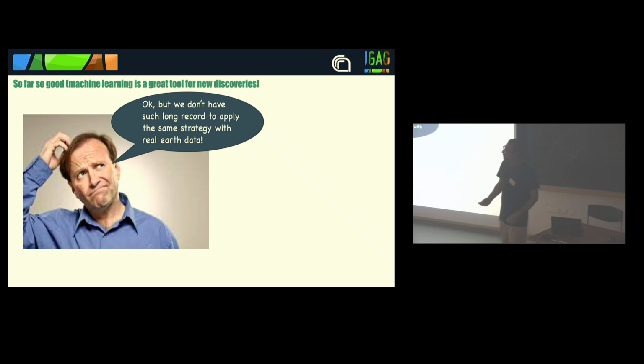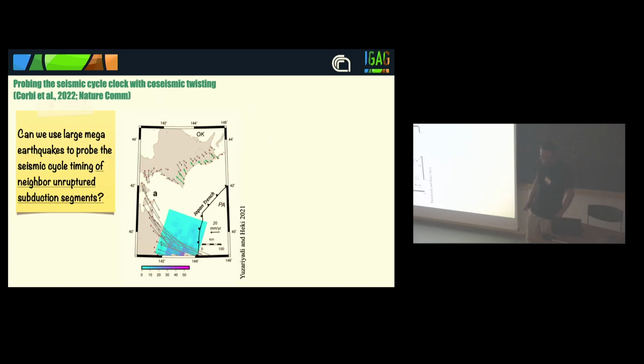We went very far with machine learning, but we don't have such long time series available in nature. So how do we apply this strategy with real Earth data? Here I'm trying the exercise with a single map to see what we can say. So the idea is, can we use large mega earthquakes to probe the seismic cycle timing of neighboring ruptured subduction segments?